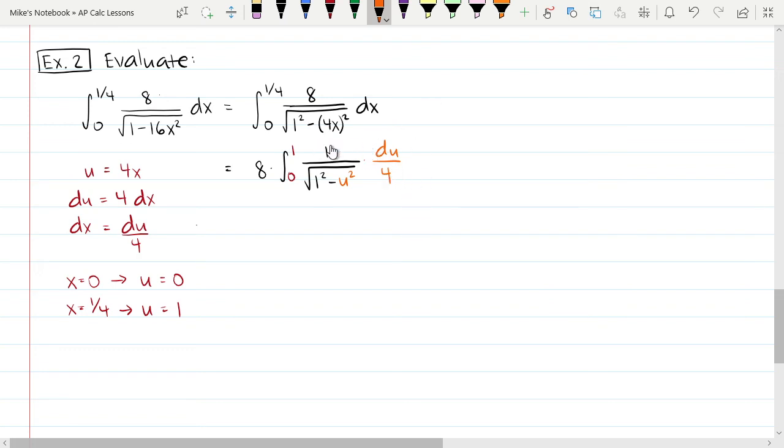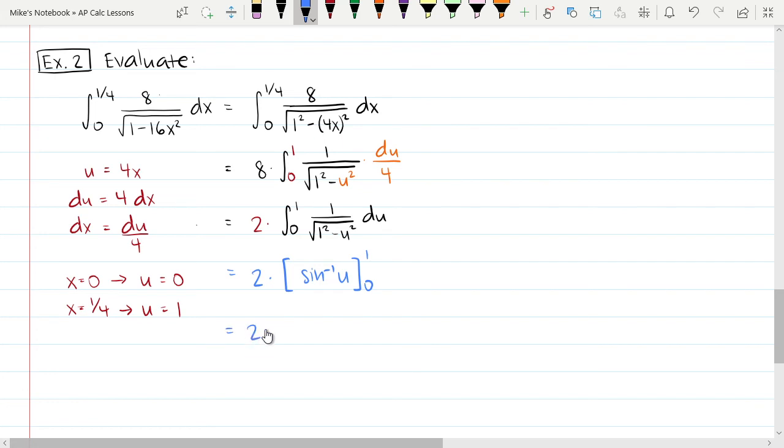And then now I can move that 1/4 out in front to multiply with the 8. So 8 times 1/4 just becomes 2 times the integral from 0 to 1 of 1 over the square root of 1 squared minus u squared du. So now that exactly matches what we want for inverse sine. So now we're going to get 2 times, all right, so this antiderivative, remember, is just inverse sine of u over a, so that's just u over 1. So I'm just going to say inverse sine of u from 0 to 1.